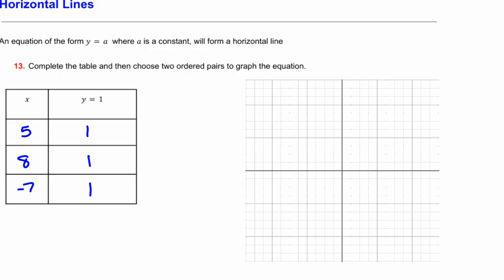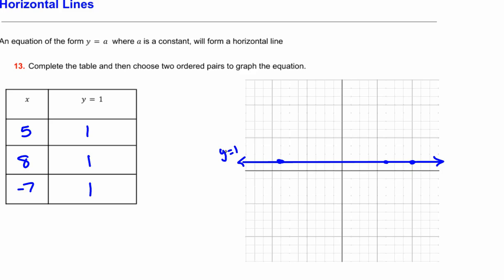So when we go to plot these points here, 5, 1, 1, 2, 3, 4, 5, 1, that's right there. 8, 1, let's see, 5, 6, 7, 8, 1. That's right there. -7, 1. 1, 2, 3, 4, 5, 6, 7, 1. That's right here. I can see that they're all going to be on this nice horizontal line. And so I'll just connect those dots like this. There we go. And we'll put little arrows on the end because we want it to keep going forever and ever. And then that is the line y equals 1.